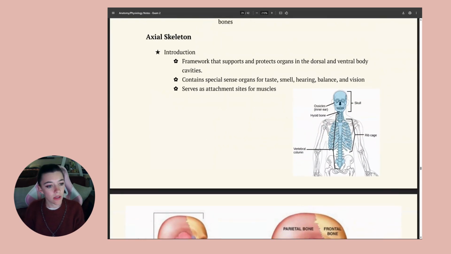All right, now that we're done with that, we're going to get into the skeleton. The axial skeleton is the framework that supports and protects organs in the dorsal and ventral cavities. It contains special sense organs for taste, smell, hearing, balance, vision. I blanked on that word. And it serves as an attachment site for muscles.